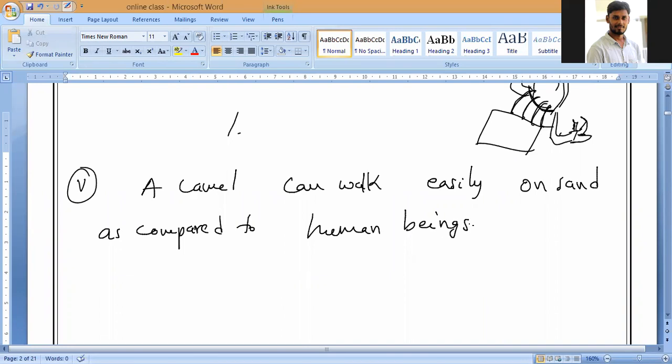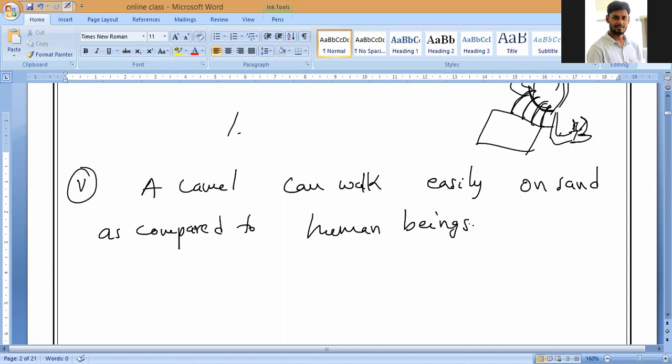Even though the human's mass is less compared to the camel, the camel can easily move on the sand, but we people cannot move easily, because the feet of the camel do not sink. It can run easily on the sand only because of this: the feet of a human being sink into the sand and we are unable to walk easily. Compared to the camel's feet, are our human feet larger or smaller? Smaller, sir. So the camel's feet are larger as compared to human feet.